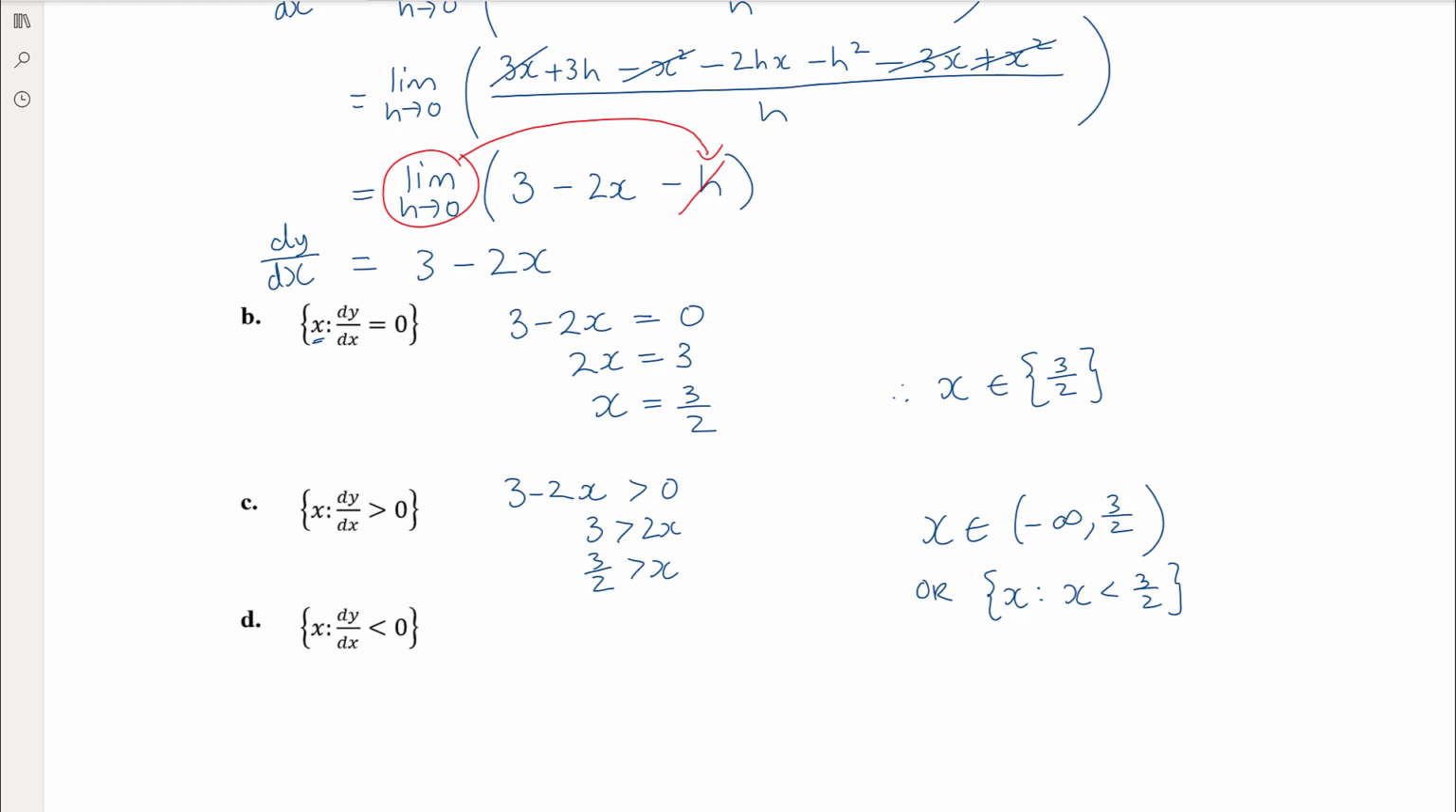Okay. So again, revisiting some of that set notation, this question technically asks us for a set of x values. So let's make sure that we give it as a set.